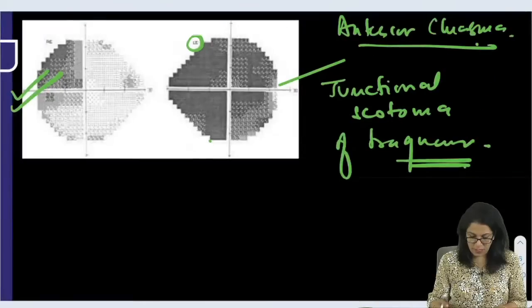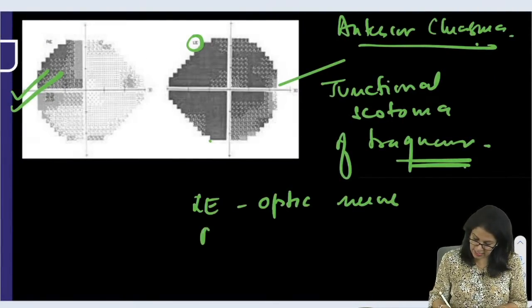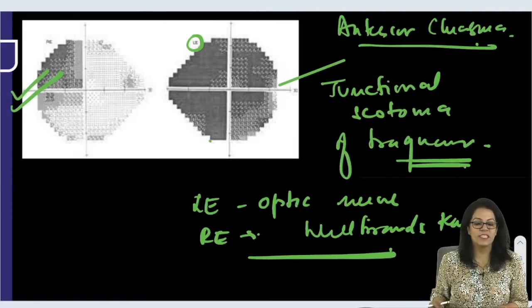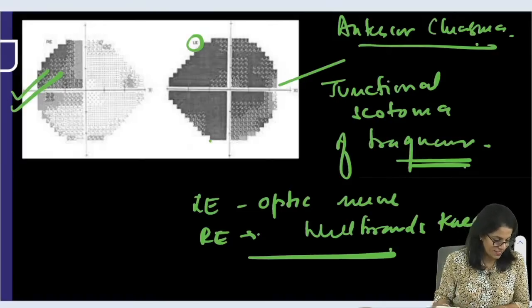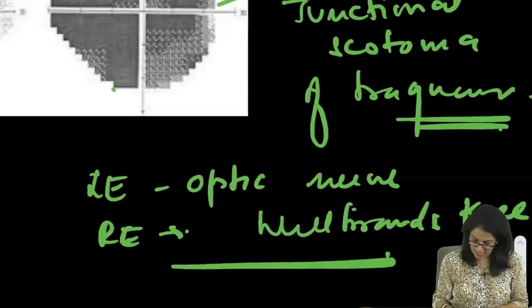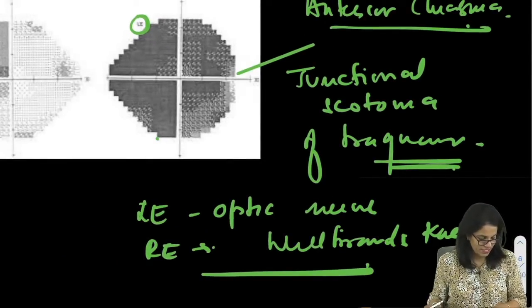So if in the left eye you have complete blindness, that means the left eye optic nerve is involved, right? And on the right side your Wilbrand's knee is involved. Are we clear with this? You should be very clear about the sides. So this is what you are seeing in this image. Now is it fine? Yes, very good. Yes, Shruti, it is junctional scotoma of Traquair.